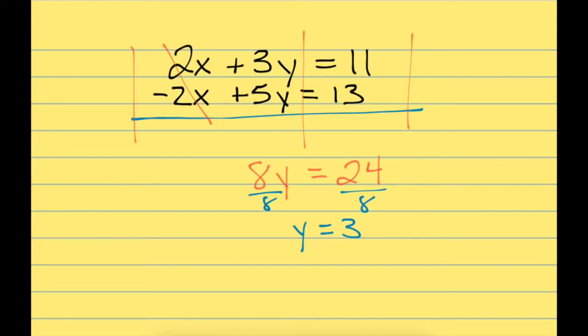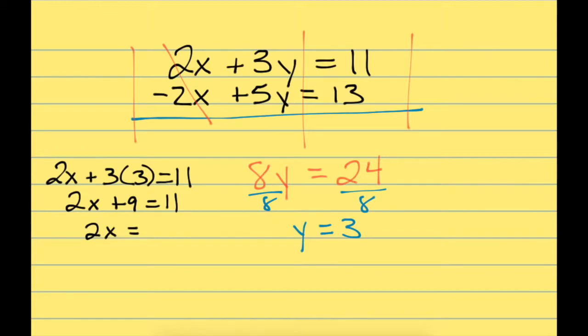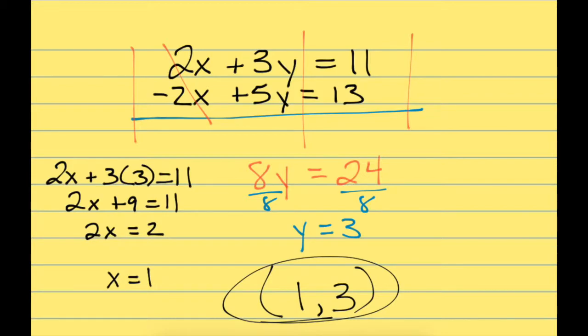Now, we kind of go back to substitution in order to find the x value that goes with that y value. So I pick one of my equations and I put 3 in for y, and I solve for x. So 2x plus 9 equals 11. 2x would have to equal 2, so x would equal 1, giving me a final solution of 1, 3. And just like when I was solving these by substitution, I can check my answer by plugging it back into both equations and making sure that it works for both equations, that it's a point on both of the lines.